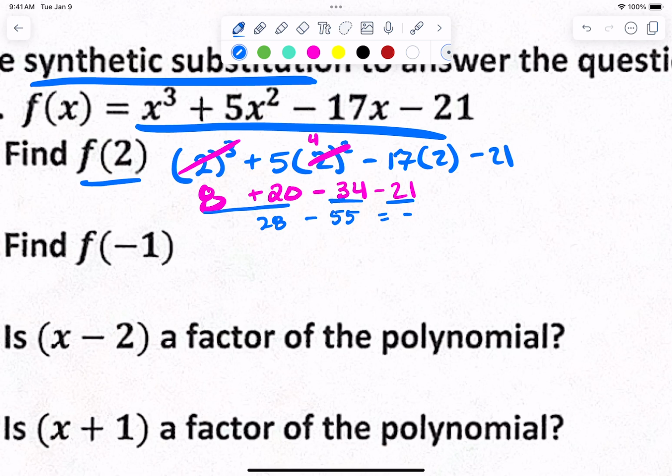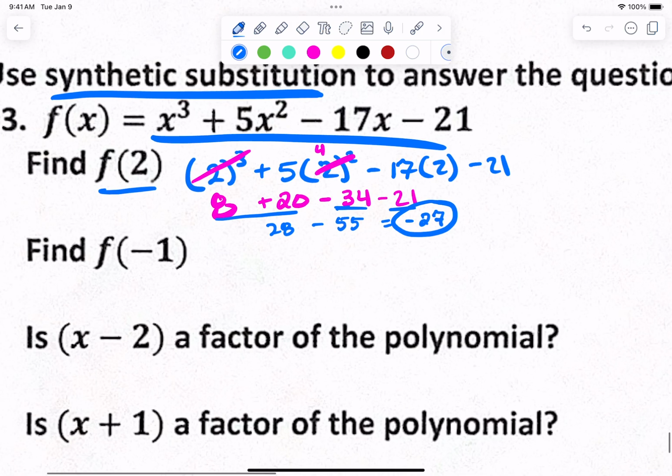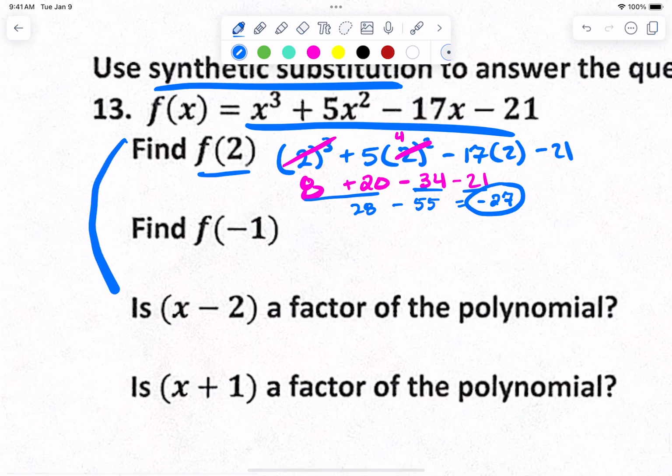Negative 27? Yeah. Okay, that's my final answer. Negative 27. Now, before we move on to the next one, I'm going to follow up with question number 3, which they're not numbered, but whatever.